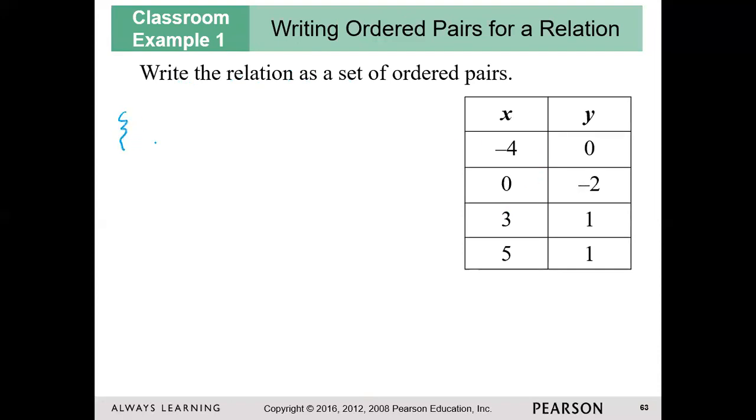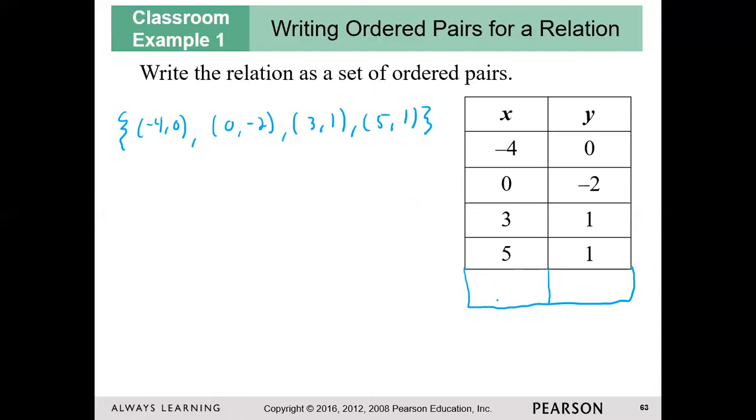All right, so we need the curly brackets. We have -4, 0. We have 0, -2. We have 3, 1. We have 5, 1. And one thing that you want to keep in mind here is that in sets, you have no repetition. So for whatever reason, if they put in another line here and said, oh yeah, there's this other point that says 0, -2, you would not repeat this point in that set. You wouldn't do it. There's no repetition in sets.